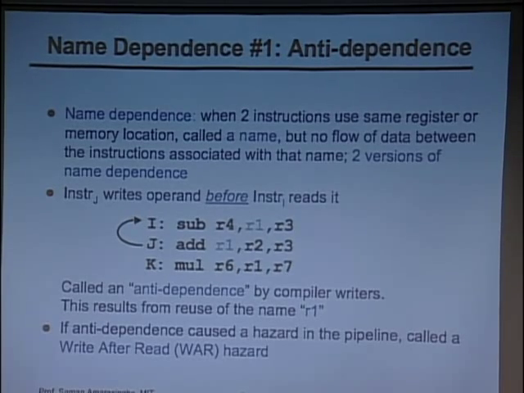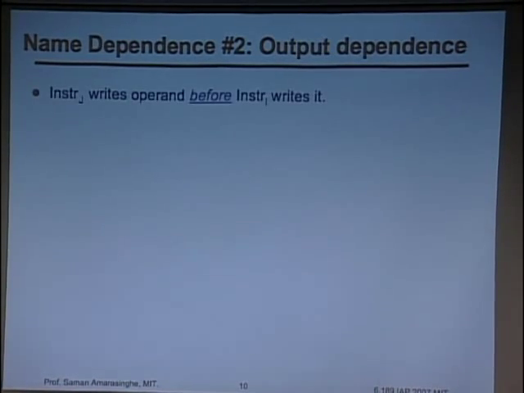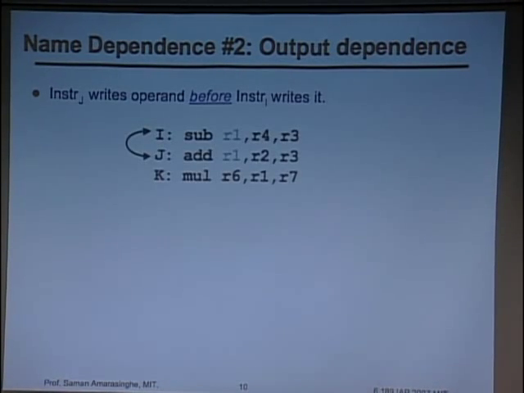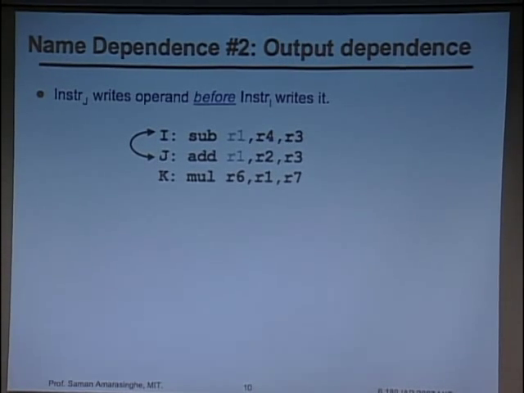So this is called a write after read hazard in architecture jargon. The other dependence is what you call output dependence. Two instructions are writing the register, and then I'm reading it. I want to read the value the last one wrote. So if I reorder that, I get a wrong value.